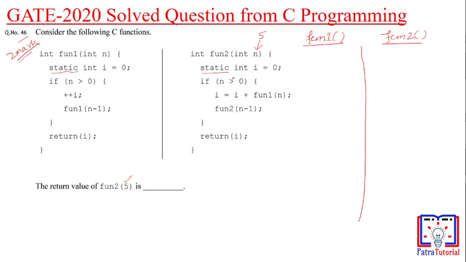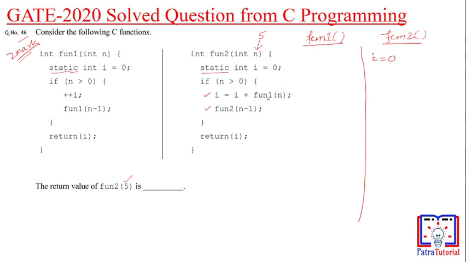There one static variable is declared, that is I equal to 0, in function 2, so I is initially 0. Then if n is greater than 0: what is the value of n right now? n equals 5, so this condition is satisfied and these two statements will be executed. The first statement and the second statement: this one is calling function 1. So I equals I plus whatever value this function returns, that will be added to I.